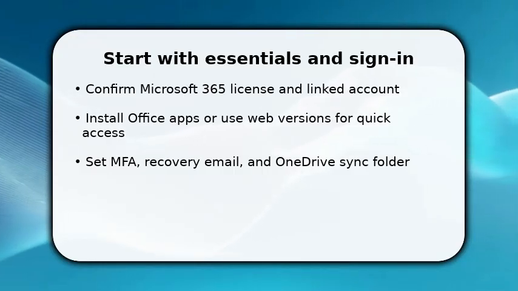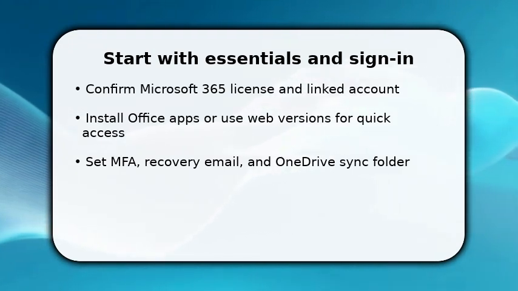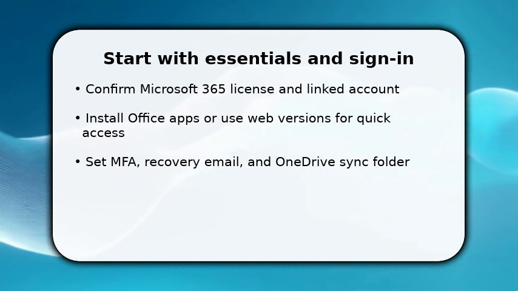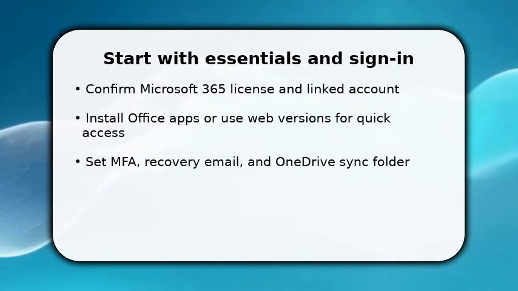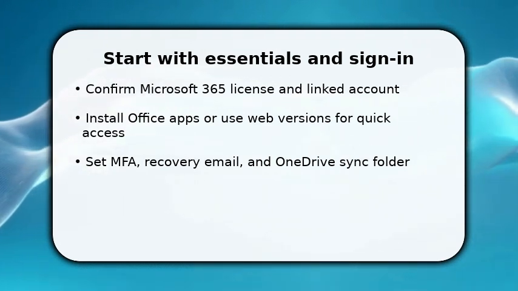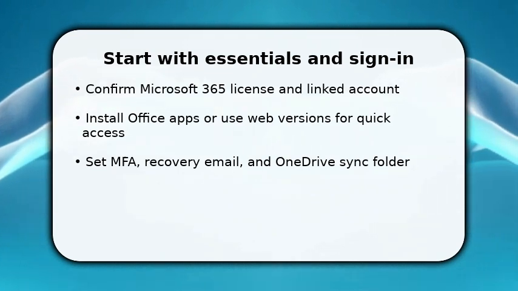You begin by confirming you have the proper license and a linked account, then sign in so settings roam. Once signed in, install the Office apps or open the web apps to avoid setup delays. Make sure to enable multi-factor authentication and add a recovery email for security. Finally, enable OneDrive sync and choose a local folder. This keeps files backed up automatically and ready across devices, which saves time and prevents version chaos as you proceed.